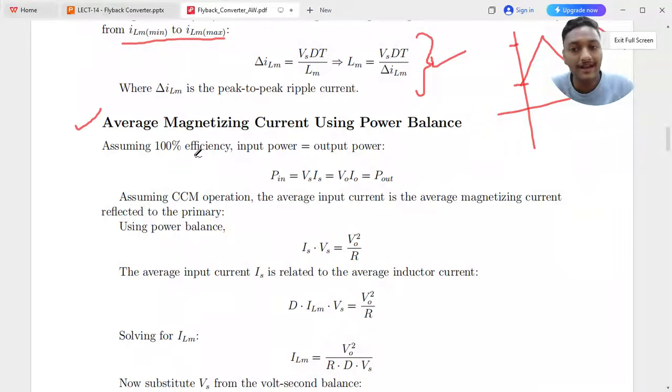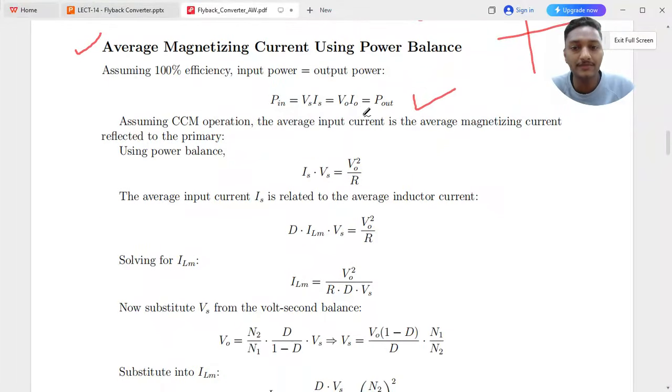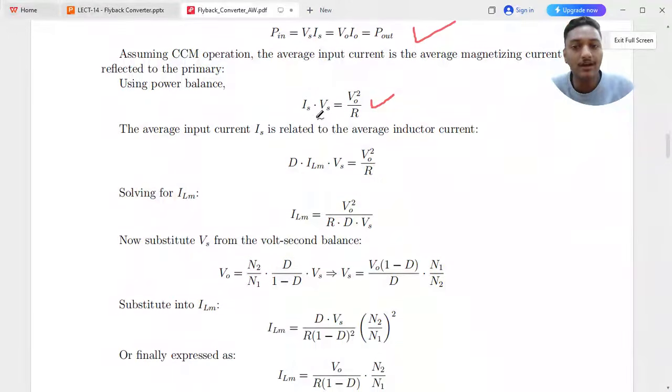Here I am assuming that 100% efficiency is there, so I will write P in equal to P out. So what is my Pin? Vs into Is. And what is my output? V0 into I0. Now my output V0 into I0, I can write down as V0 square by R, and this is Vs into Is. Now what is my Is?